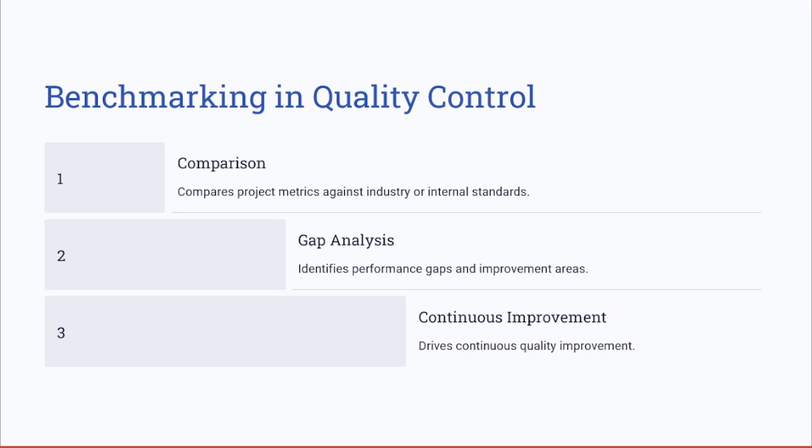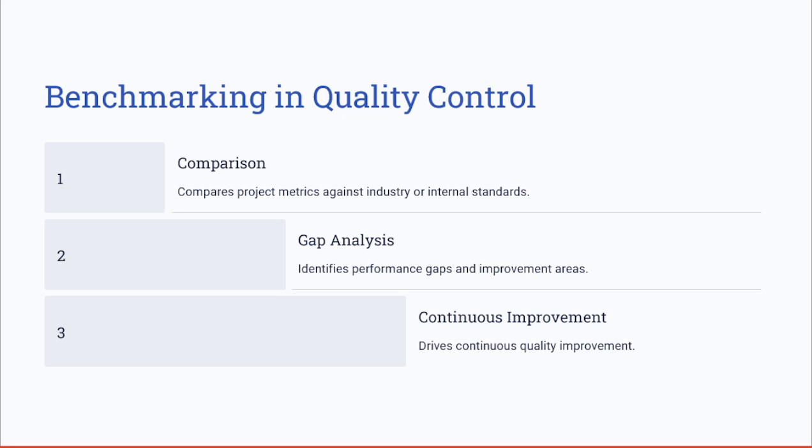Also, one of these tools is benchmarking in quality control. Benchmarking involves comparing performance with industry standards to identify any gaps and areas for improvement within your processes and within your projects. Benchmarking, as one of the key tools used in quality control, compares the project metrics against industry or internal standards. Think of these standards in terms of the number of software defects or the number of construction safety incidents.